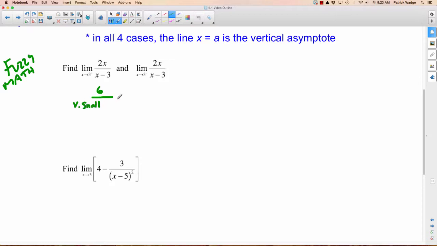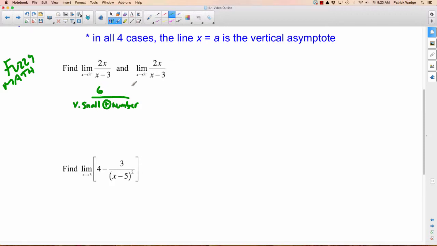Is it a very small positive or a very small negative number? It's a very small positive number, right? I'll go through that one more time if you didn't understand. If I take a number just a tiny bit bigger than 3 and subtract 3, I'm left with a very tiny number, and it's positive. So now what I have to do is divide 6 by a very small number.